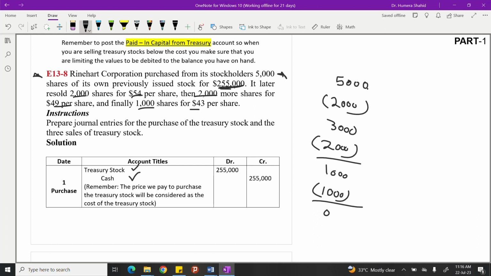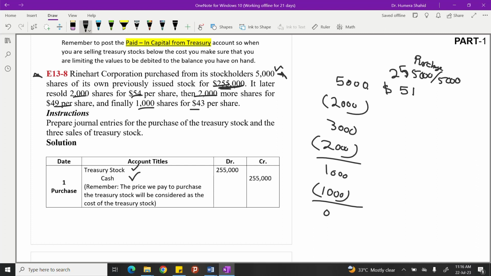Okay, when they purchased, what was the purchase price? We have the full purchase price, but we don't have the per share purchase price. We can calculate it because we have the number of shares. So what is the purchase price? Purchase price is the full cost you paid, which is 255,000 for 5,000 shares. So $51 is the per share purchase price.